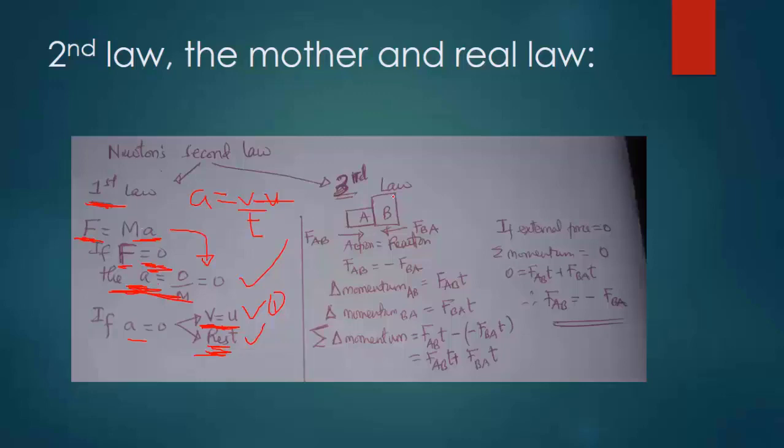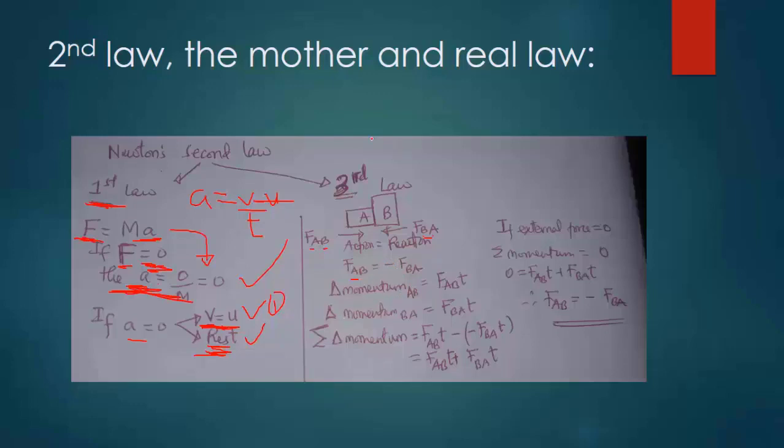So tukija kwenye third law, na yenyewe tunaweza tukaona kwamba, assume kwamba these are the two bodies. One exerts action, F_AB is the action, and F_BA is the reaction. This is force of A on B, and this is force of B on A, the reaction. So we know that F_AB should be equal to negative F_BA. Okay, these two forces are equal and opposite. That's why the negative sign there.